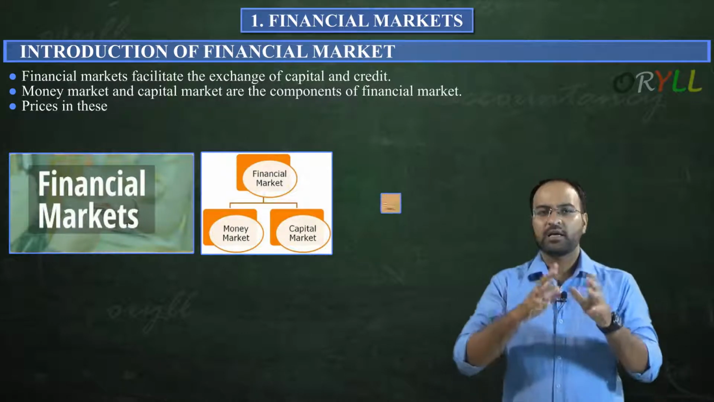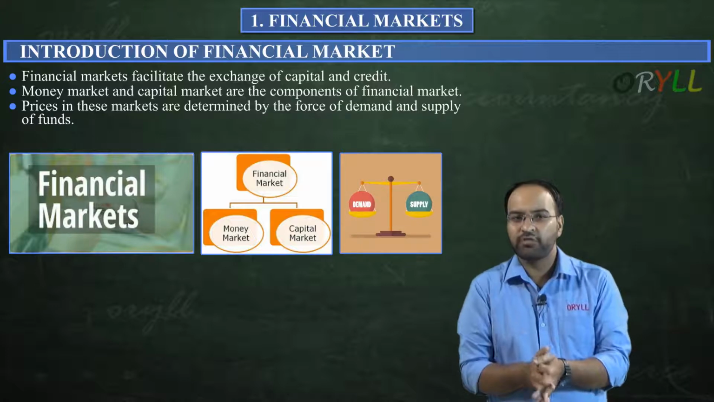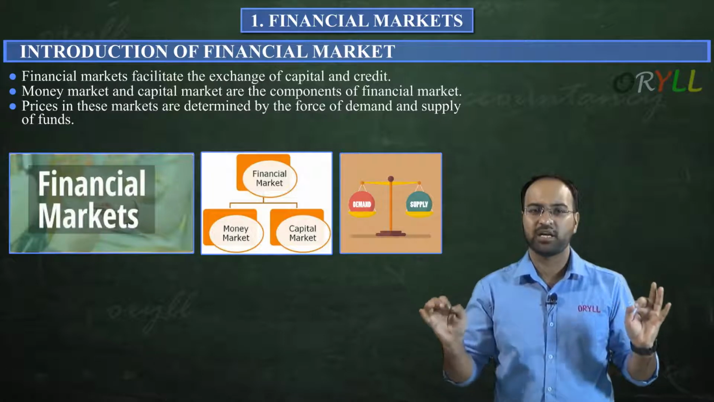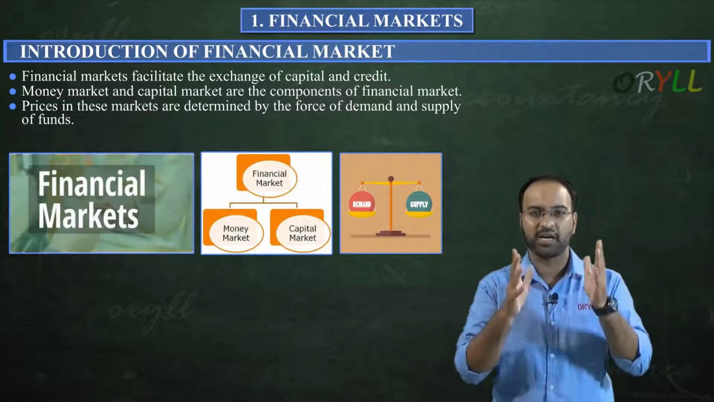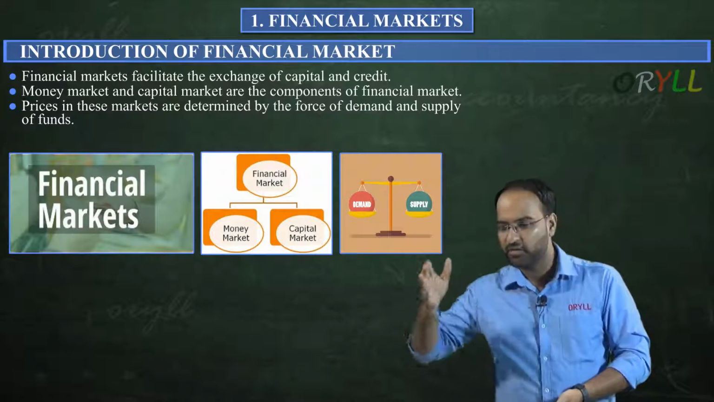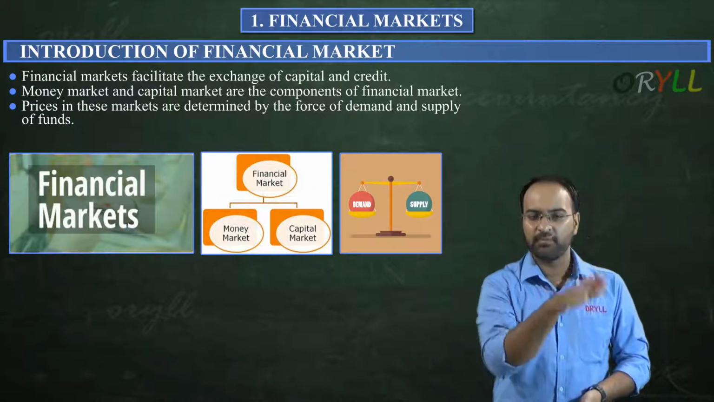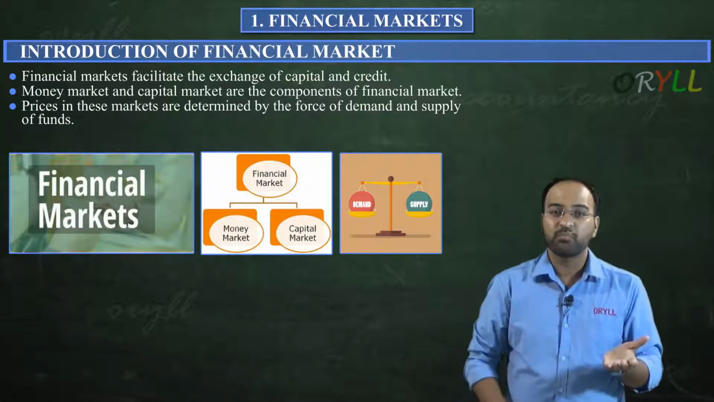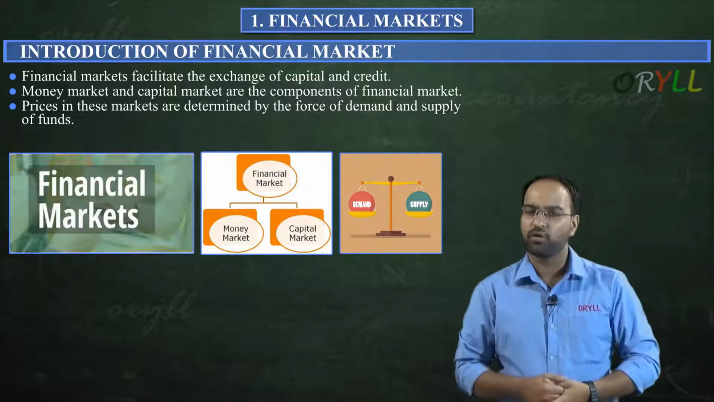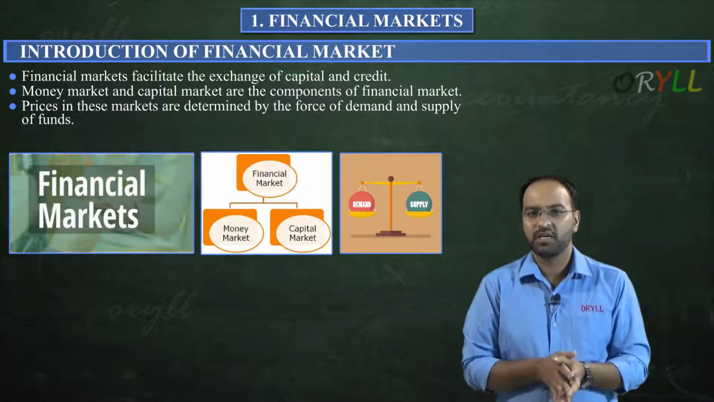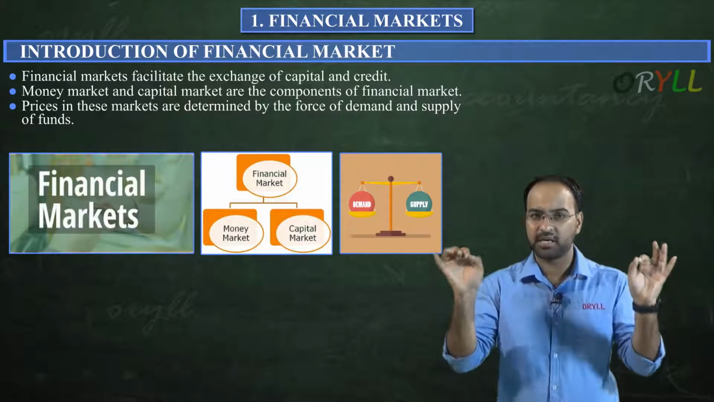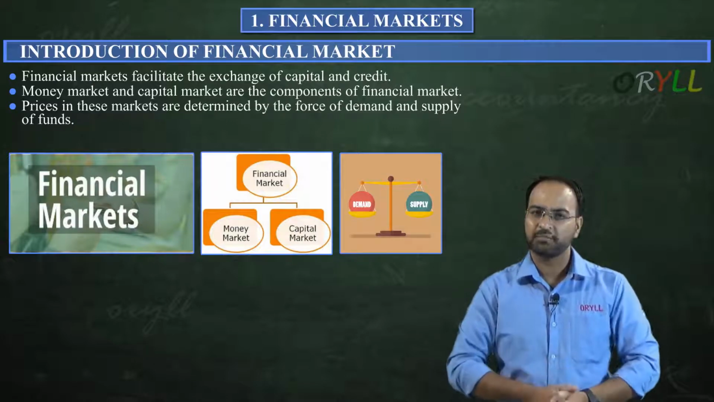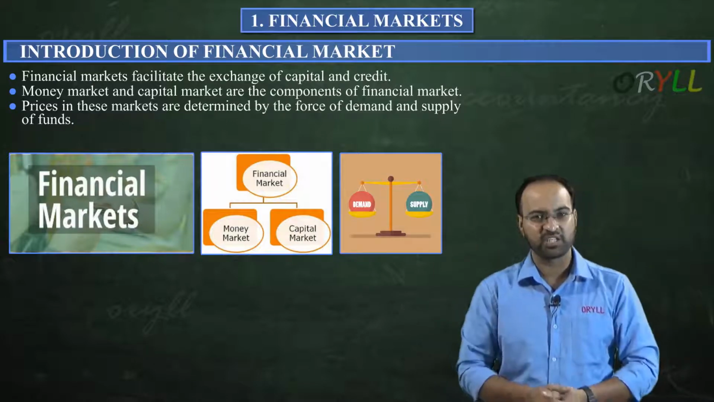Sir, now in this market, how will the prices of shares, debentures, bonds be decided? Remember, prices in the financial market are determined by the force of demand and supply of funds. If there is more supply of funds, what will happen? Prices will be less. If there is less supply of funds, prices will be more. If there is more demand for funds, prices will be more. If there is less demand for funds, prices will be less. So in this market, prices are determined by the force of demand and supply of funds. So this is about the introduction of financial market.